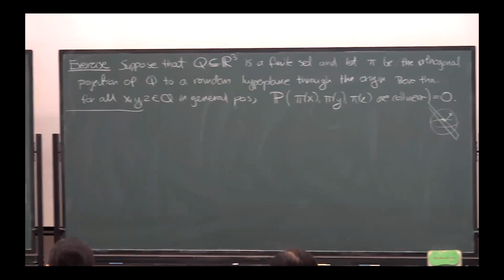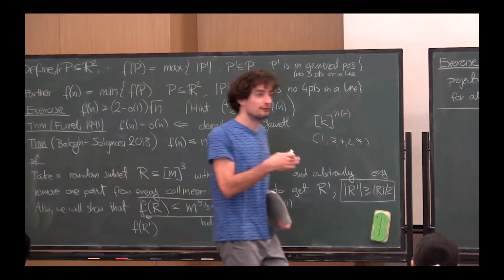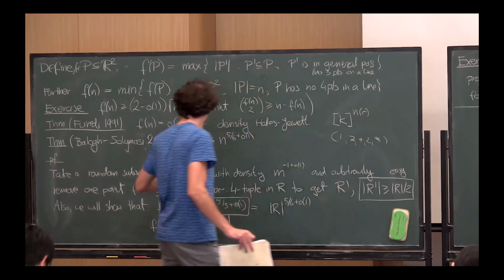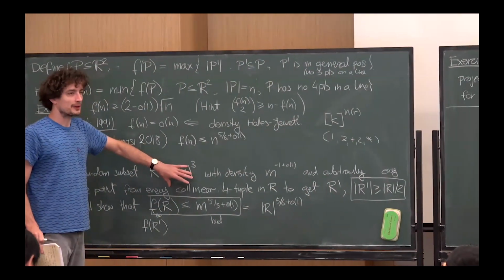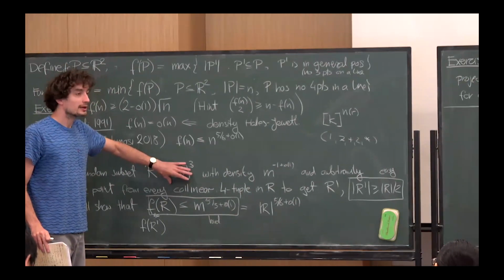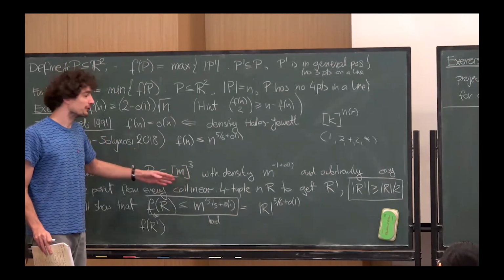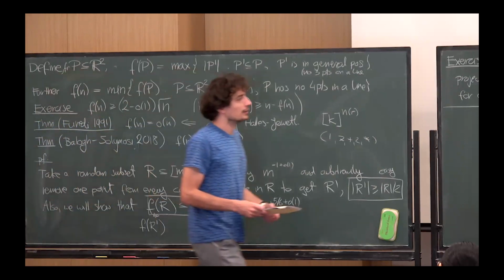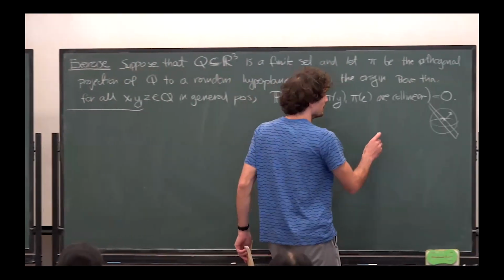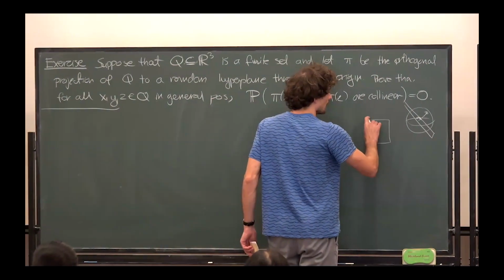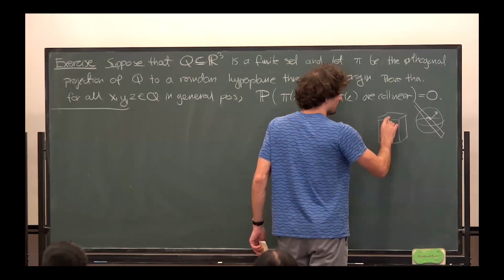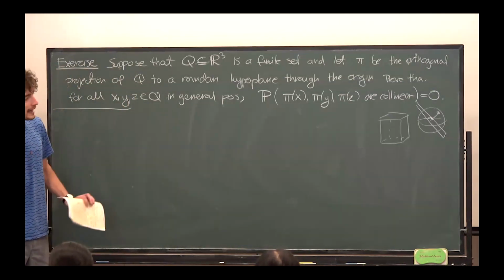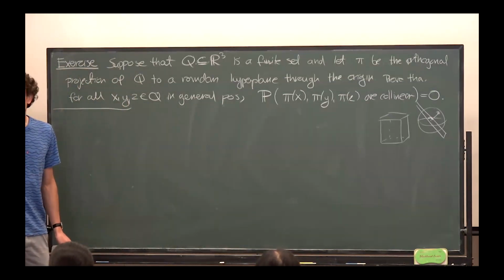prove a supersaturation statement for collinear triples in subsets of the grid. So the question is, we are given a large subset of the grid, and what can we say? How can we argue that there must still be many collinear triples? The argument is not surprising, it's a similar type of argument to the one we used for the triangles.